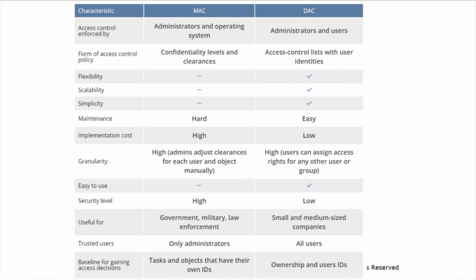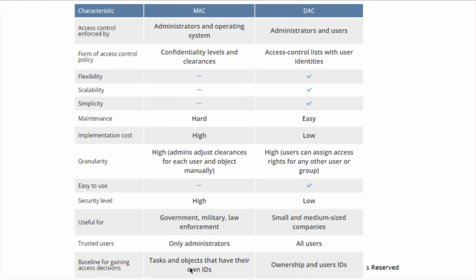The baseline for making access decisions: in DSC, ownership is the baseline. That's very important here, along with user IDs. The ownership is based on the user IDs, whichever user is there. For example, you can define a group of users and change their permissions accordingly. Here in MSC we have only the data. So basically the tasks and objects have their own ID.